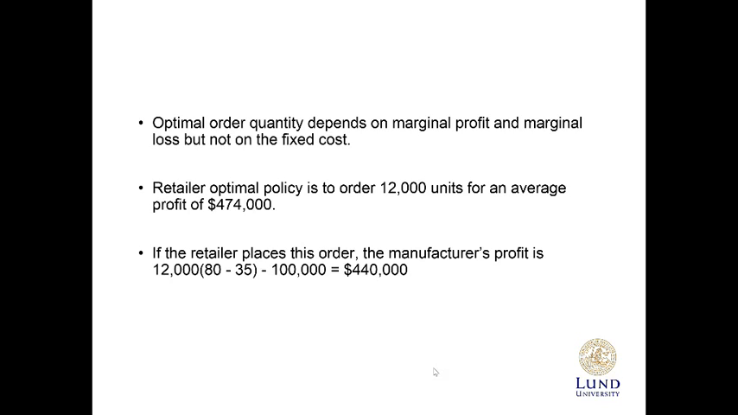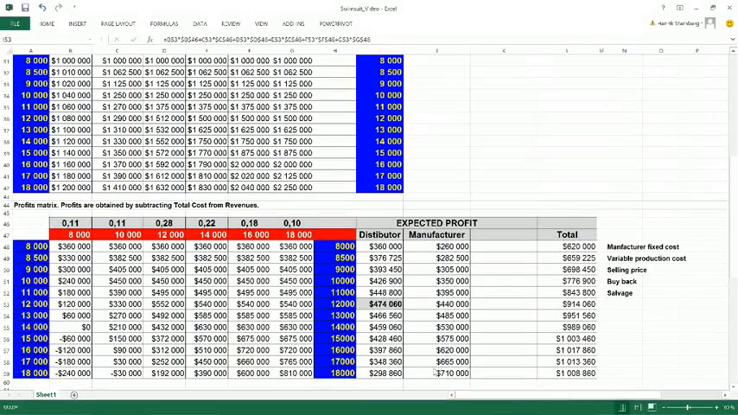So what can we do to improve this? We have a total supply chain profit here of $914,000. Is there a way we can improve both the retailer and the manufacturer profit? As we're going to see, there actually is one way. We're going to look at buyback contracts.